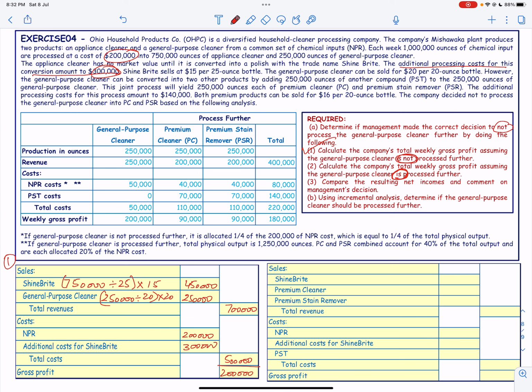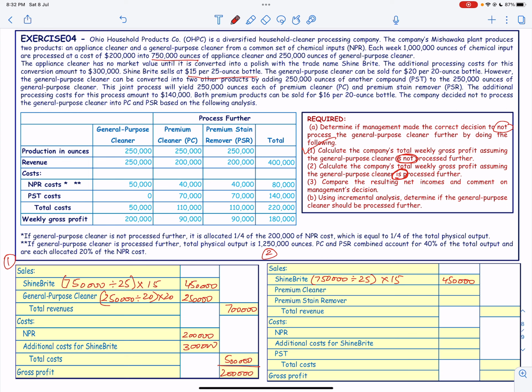So first of all, again this is part 2 and we have the sales, and the sales is 750,000 ounces, and it was a 25-ounce bottle selling at the rate of $15. So this is 750,000 divided by 25, multiplied by 15, and this will give us 450,000.